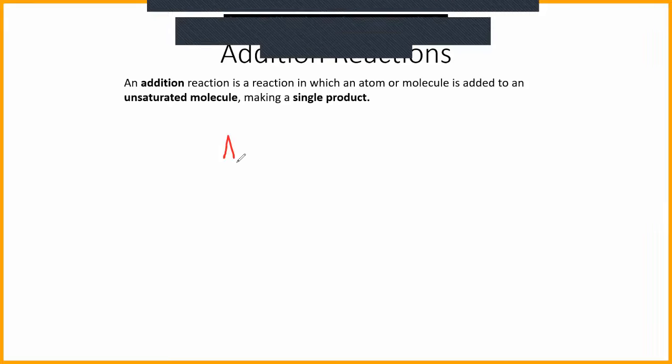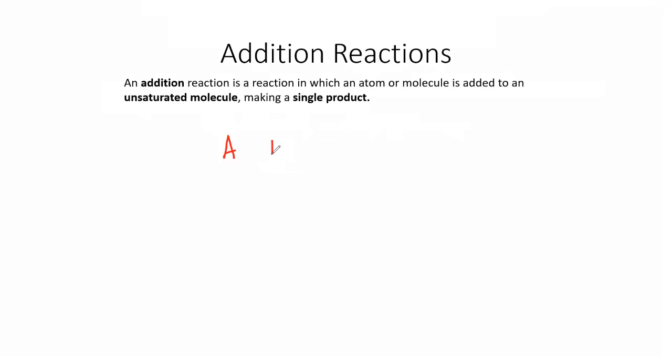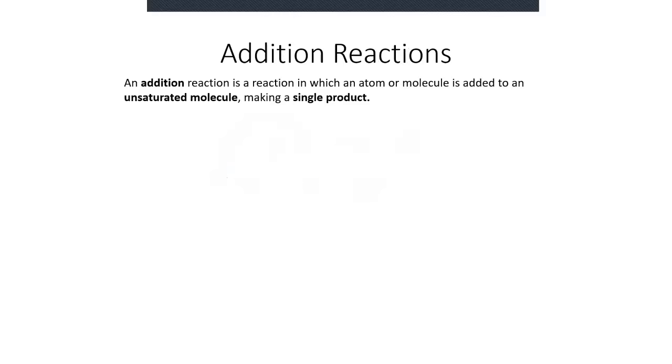Addition. You've got an unsaturated molecule, A, and then I'm going to add another molecule or an atom, B, and I'll end up forming a single compound, C. So in other words, I've added B to A. And why is addition possible? It's because A has a double bond between the carbon atoms, or A has a triple bond between the carbon atoms. So we're going to go through a number of organic compounds, a number of addition reactions, whereby we show that we're adding into an unsaturated organic compound, and therefore we're going to form a single product.